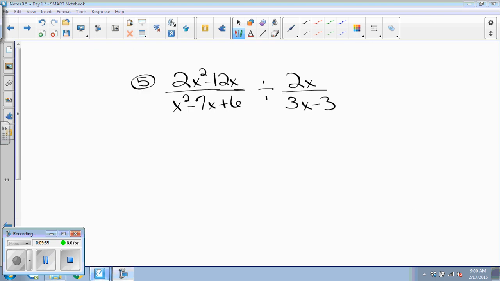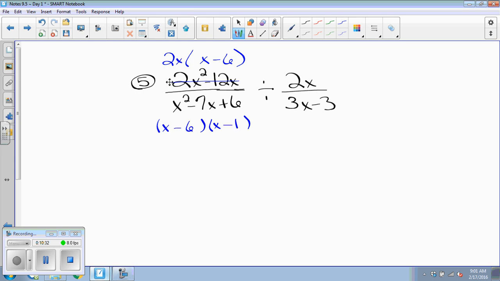Okay, number 5. I do see things that I can factor, so I'm going to factor before I flip. So here I can factor out a 2x. And when I do that, it leaves me with x minus 6. Okay, here, how am I going to factor this? AC method. That's the easy one, right? So I know it's going to be x and x, all right? So 6 and 1, but what do their signs have to be? Both negative. So that's minus 6 minus 1.